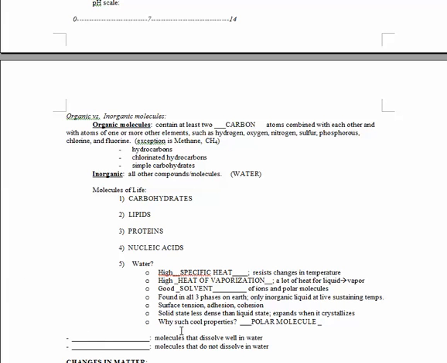I keep mentioning polar, nonpolar. Another term you might see that refers to this is, if molecules do dissolve well in water, they tend to be polar or ionic, but we call these hydrophilic, while those that repel water, do not dissolve in water, are hydrophobic.